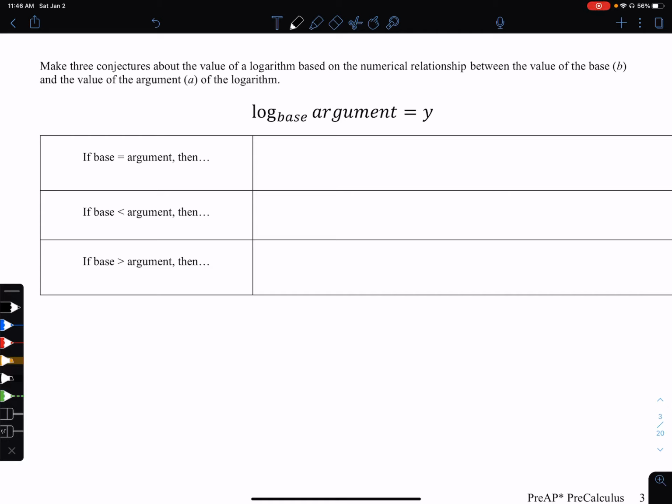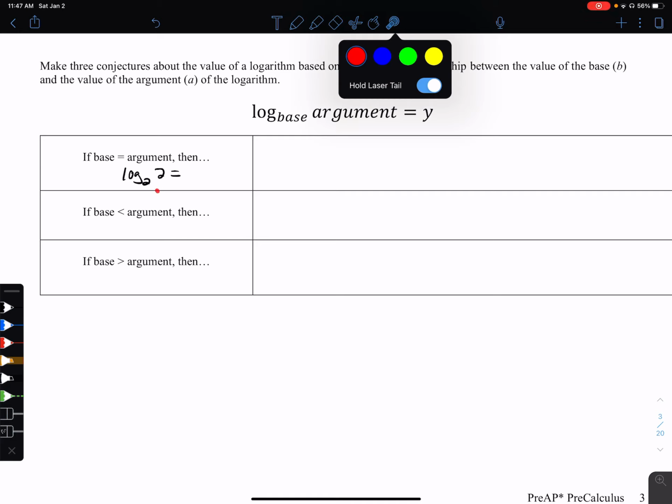Make 3 conjectures about the value of a logarithm based upon the numerical relationship between the value of the base and the value of the argument of the logarithm. So once again, this is log, base is the number down here, of the argument equals some value y. What if the base is equal to the argument? So that would mean something like log base 2 of 2. What would that say about our answer?